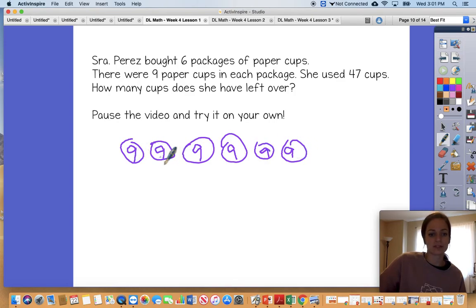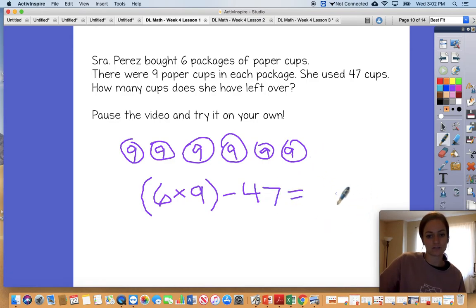Well, I could go 9 plus 9 plus 9 plus 9 plus 9 plus 9, but we know a faster way, right, in 3rd grade? What can I do? I have to multiply them, right? I have 1, 2, 3, 4, 5, 6 groups of 9. I'm going to put parentheses around it saying, hey, do this first. 6 groups of 9, and then she used 47 of those cups. If she used them, she got rid of them, right? We're subtracting the 47 that she used, and we need to figure out how many she has left over, okay?